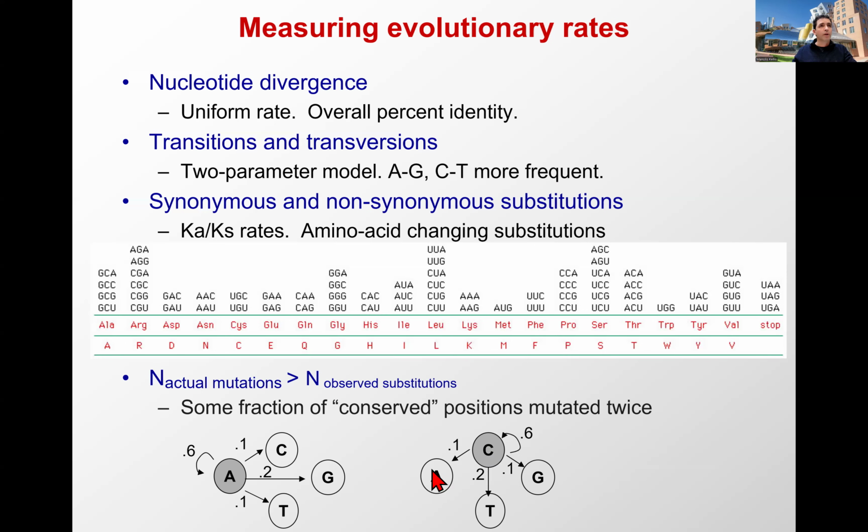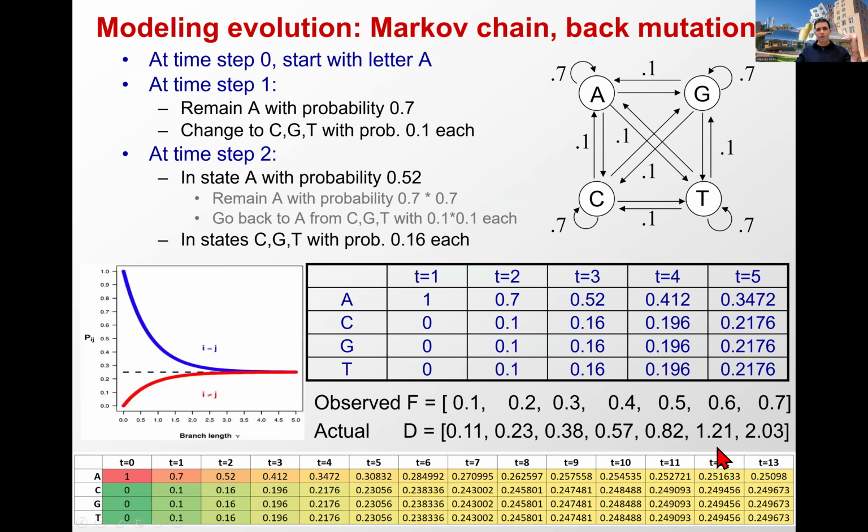Everybody with me here? In other words, for the only mutations to actually be the observed changes that I see, I have to be very cautious. In other words, most of the time, I will have more events than what I observe, okay? Let me illustrate what that means. Suppose that I have only one parameter. The parameter is how often do I change from any letter to any other letter.